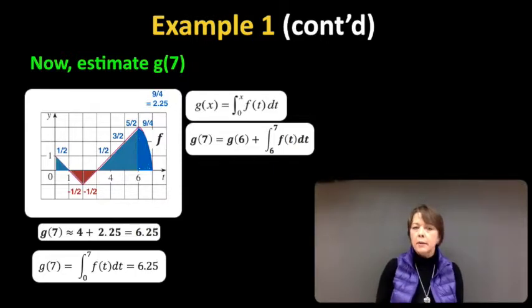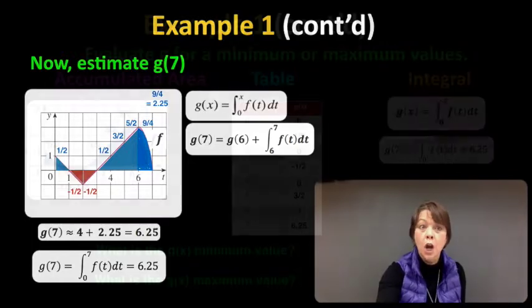And then I gave you another integral representation, which is g of 7 is equal to the integral from 0 to 7 of f of t dt. Either are valid and equivalent. So it looks like g of 6 is 4. The integral from 6 to 7 is another 2.25, so add them together and you get 6.25 for g of 7. So there you have it.